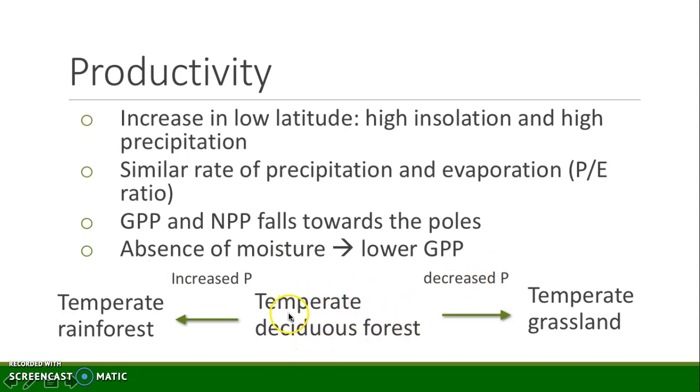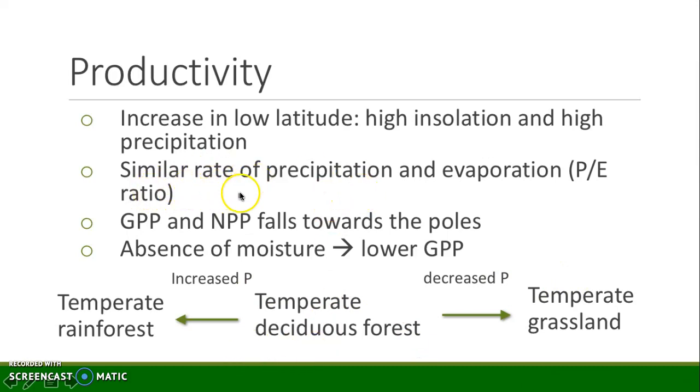So the difference between the temperate deciduous forest and the temperate grassland, as we'd see in our activities, is that the grassland gets far less precipitation than the deciduous forest. So a grassland does not get enough precipitation to support these large trees that exist in the deciduous forest.